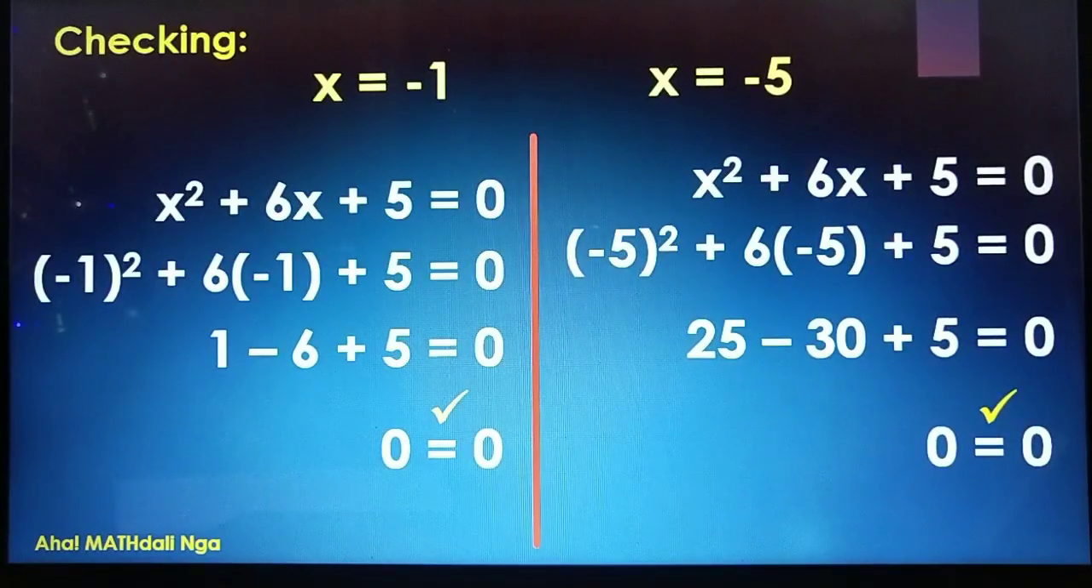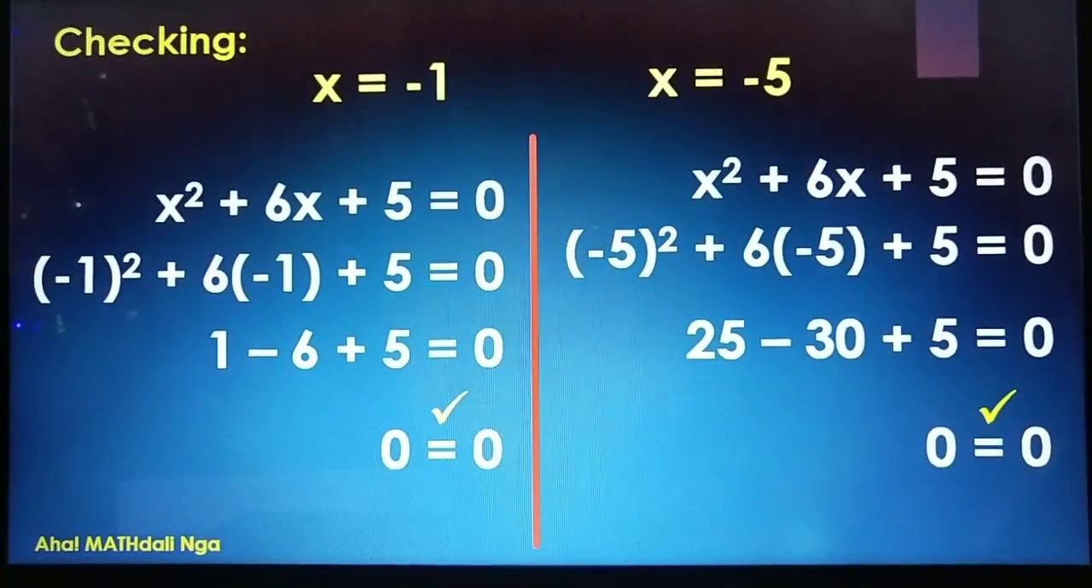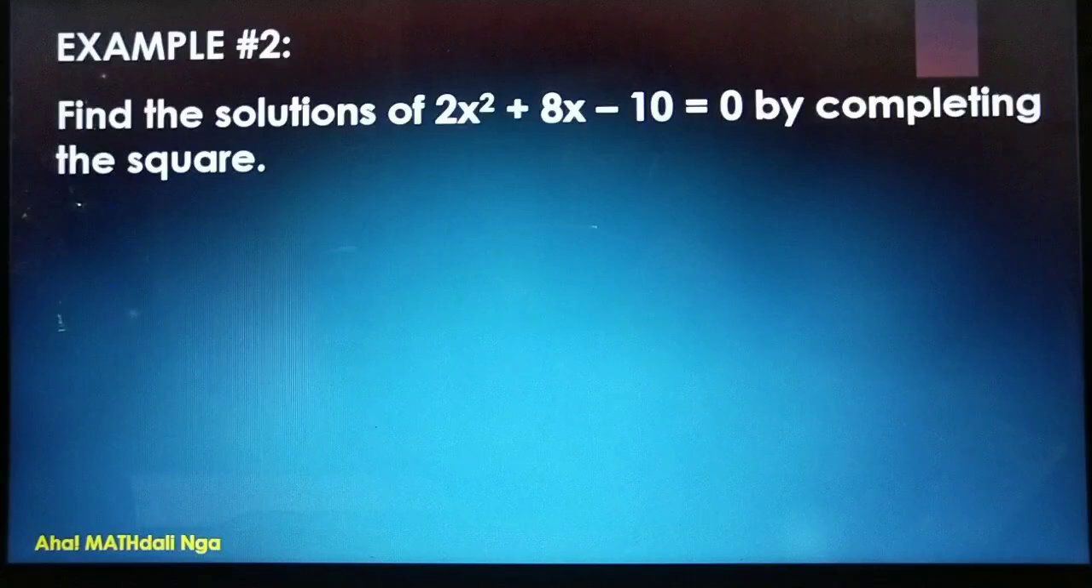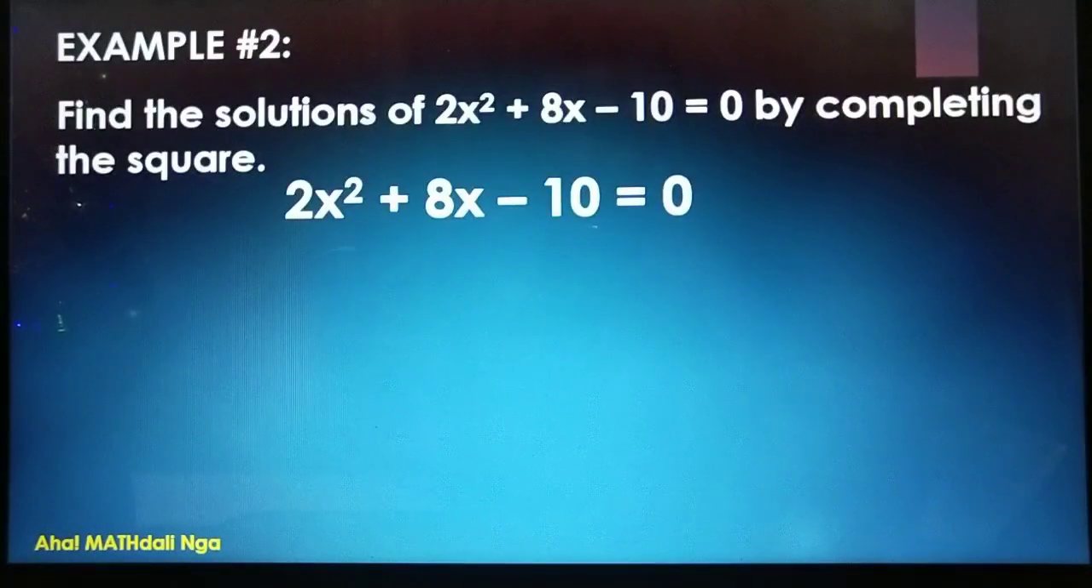Since the two values satisfy the given quadratic equation, then negative 1 and negative 5 are the solutions of the quadratic equation. Let's have another example. Find the solutions of 2x squared plus 8x minus 10 equals 0 by completing the square. 2x squared plus 8x minus 10 equals 0.